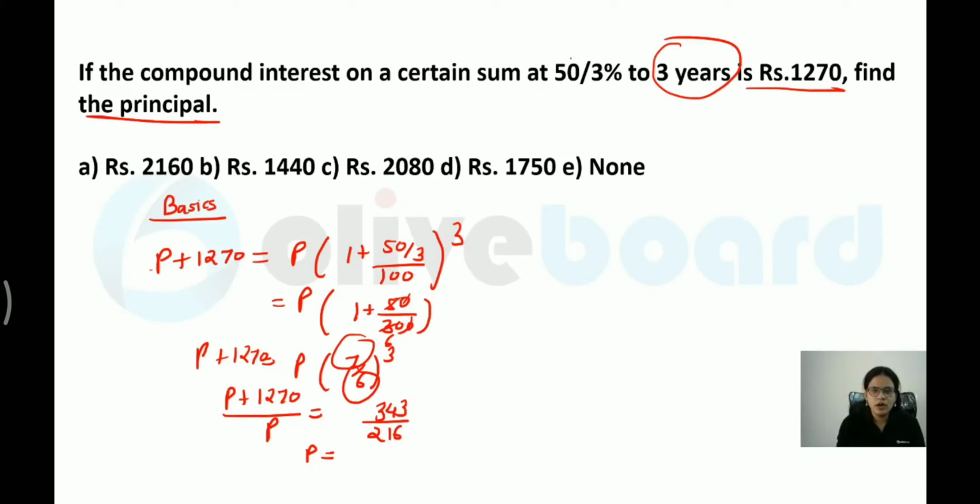So first you convert this into fractional format. So what is the fractional format? 50 by 3%, so 100 will come, that is nothing but 1 by 6. Okay, now you draw the basic diagram for 3 years over here. How does your diagram look?